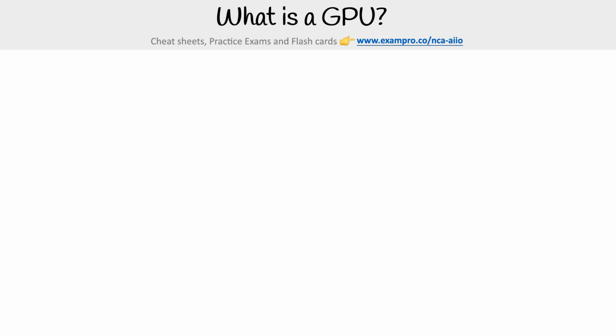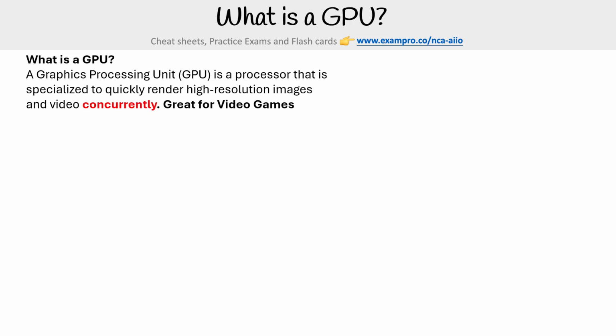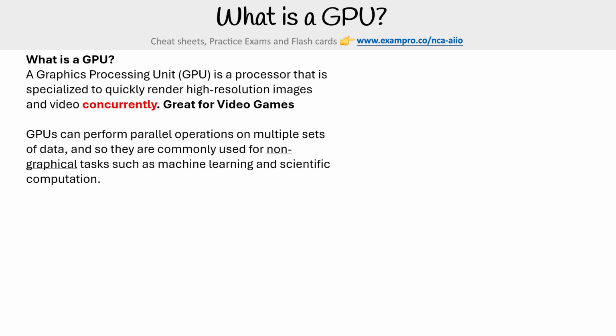All right, let's make sure that we understand what is a GPU. So a GPU stands for Graphics Processing Unit and is a processor that is specialized to quickly render high-resolution images and videos concurrently. That makes it great for video games. GPUs can perform parallel operations on multiple sets of data, and so they are commonly used for non-graphical tasks such as machine learning and scientific computing.